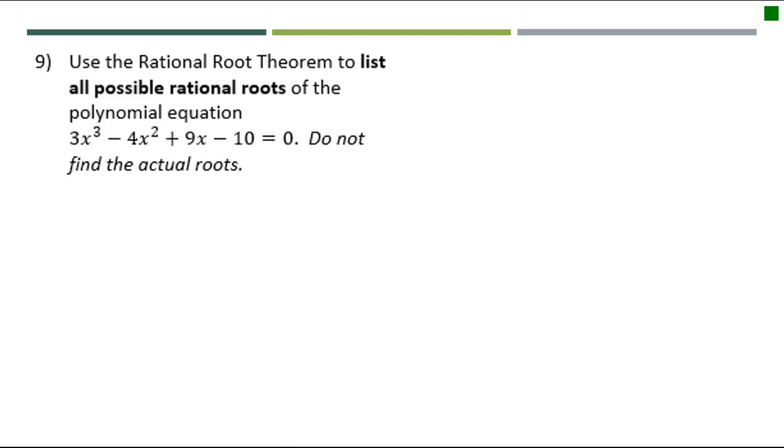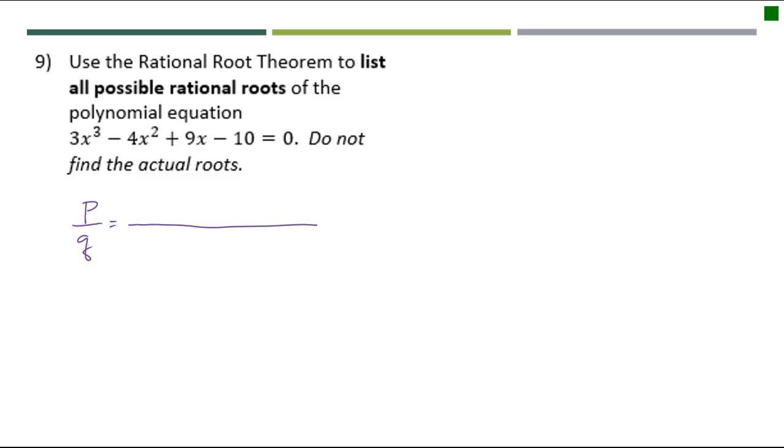Here we're using the rational root test just to list all the possible rational roots, but we are not actually going to find the roots. So this is where we have to do the P over Q stuff. And we're going to have a big long list of numbers with the plus or minuses.